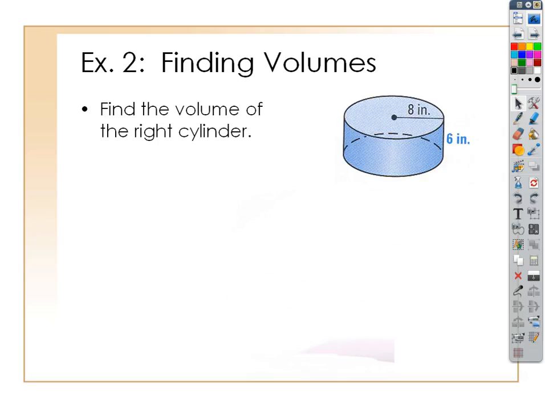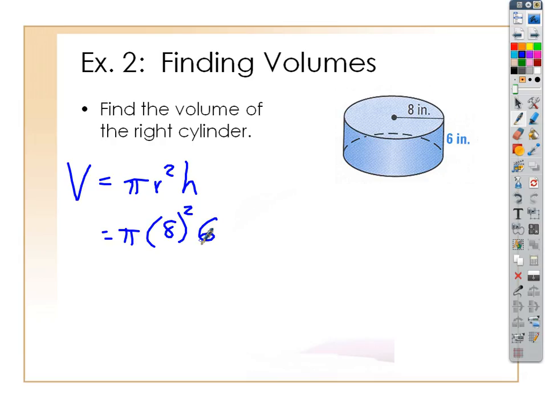Okay, what about the volume of the right cylinder? What about this guy? What's the formula for the volume of a cylinder? Pi r squared h. Good. So if we plug in the numbers, that's pi times, what's the radius? 8. Times height is 6. So that's going to be pi times 8 squared, which is 64, times 6 is some big number.